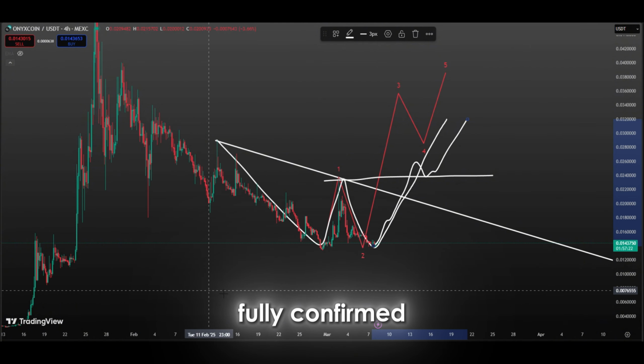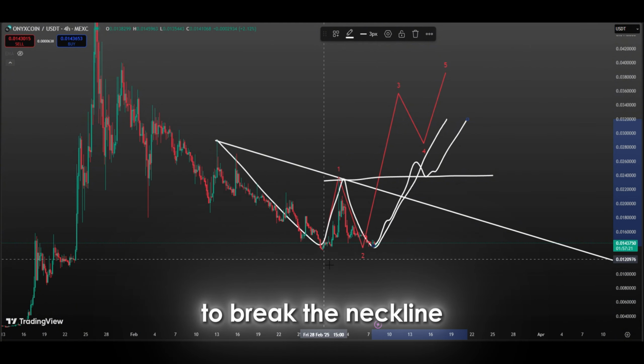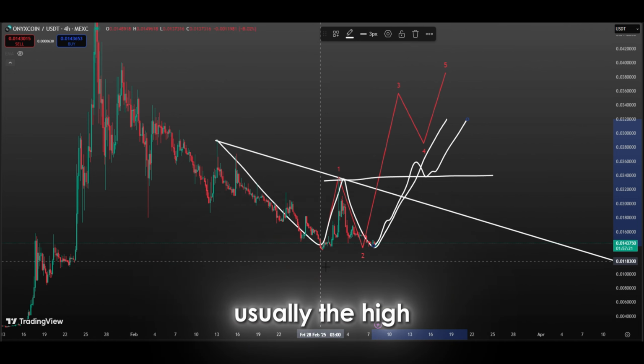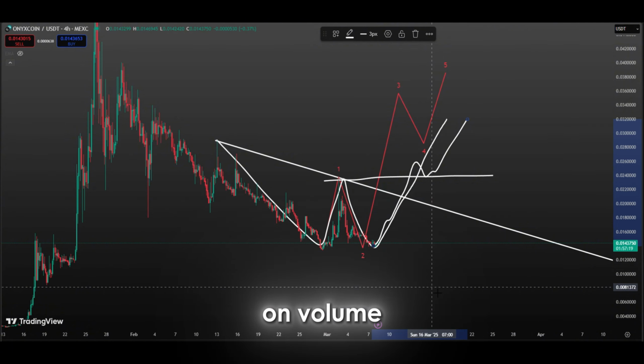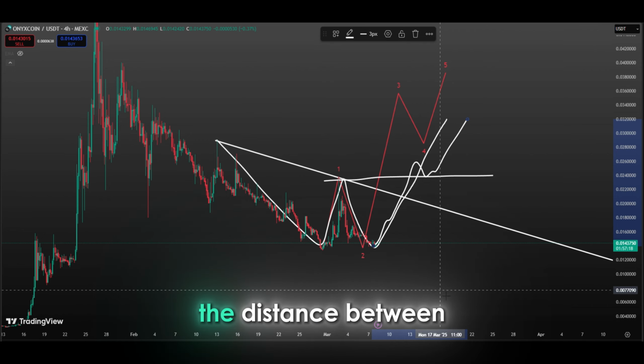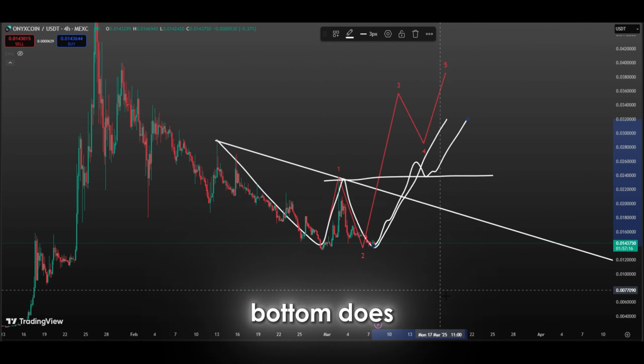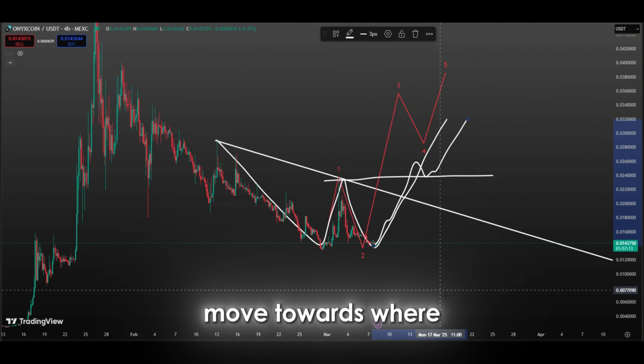For the W pattern to be fully confirmed, it is critical for the price to break the neckline to the upside. The neckline is usually the high reached by the bullish move after the first bottom. If the price breaks this level on volume, the pattern is considered complete, and the bullish target is calculated by traveling the distance between the bottom of the pattern and the neckline upwards. However, there are important points to note here. First of all, it is ideal that the second bottom does not fall below the first bottom. If the second bottom is lower than the first bottom, the validity of the pattern may be reduced, or a different analysis may be required. And if the price breaks the neckline of the pattern, the price will move towards where the pattern started.